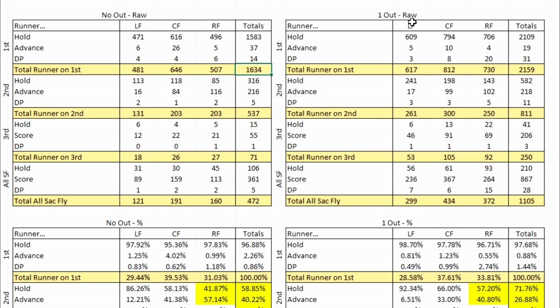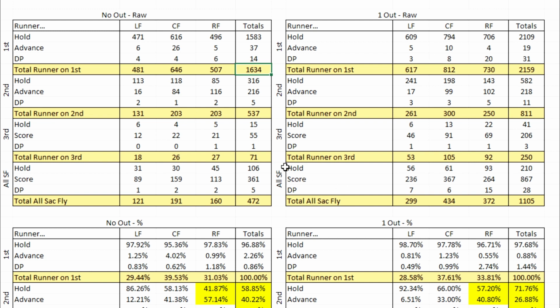With one out, there were more cases where there was a runner on first, 2,159. More cases where just a runner was on second, 811. More cases where there was just a runner on third, 250. And more cases where there was a sac fly chance, 1,105, which makes sense because with one out, there's a lot more chances that there are base runners on than if there's no outs. No outs could be the start of an inning, and so on. So it just makes more sense that there'd be more runners on base with one out than with no outs. In any event, those are the raw numbers.